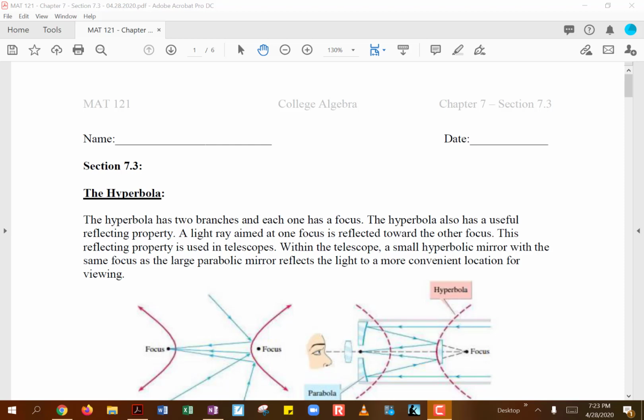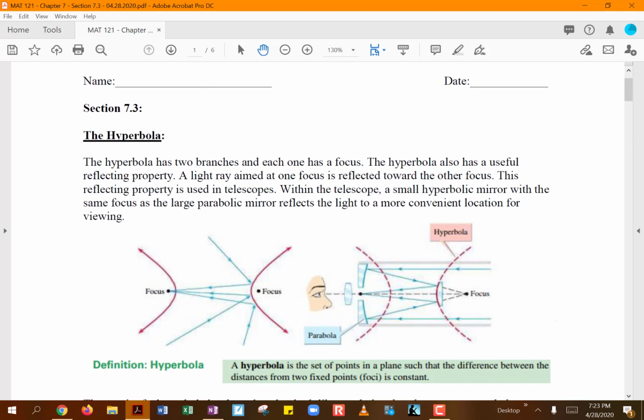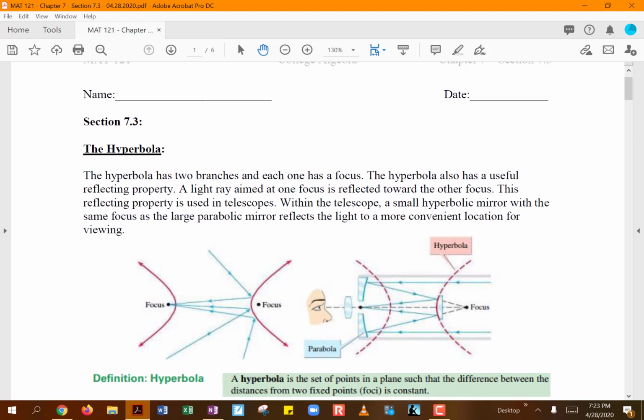Hey everyone, we're looking at section 7.3 today. This is the last of our conic sections that we are going to talk about, and we're talking about the hyperbola. As you can see from this image, your hyperbola will have two branches, and each of those branches will have its own focus.